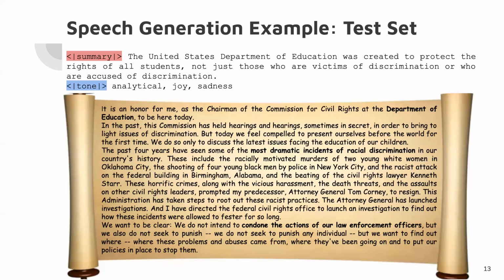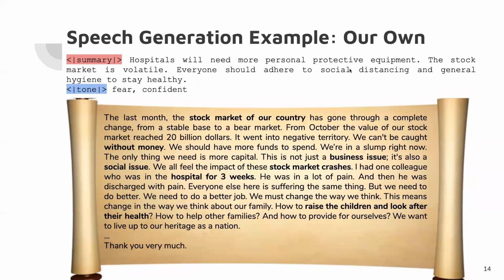Here is an example speech generated from a summary in our test dataset. The summary mentions discrimination and that the Department of Education should protect all students. The generated speech refers directly to the Department of Education and examples of discrimination. Here's another example speech generated from our own summary and tone. So the model never saw this during training. The summary mentions both the volatile stock market and hygiene. The generated speech refers to both a stock market crash and the need to look after our health.